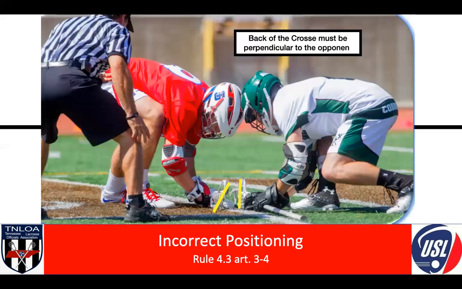This is incorrect positioning. The back of the cross must be perpendicular to the opponent. It needs to be perpendicular to the ground. The white player's cross is straight up and down. The red player's cross is at an angle. This is incorrect positioning. It's something we need to fix before the face-off occurs.